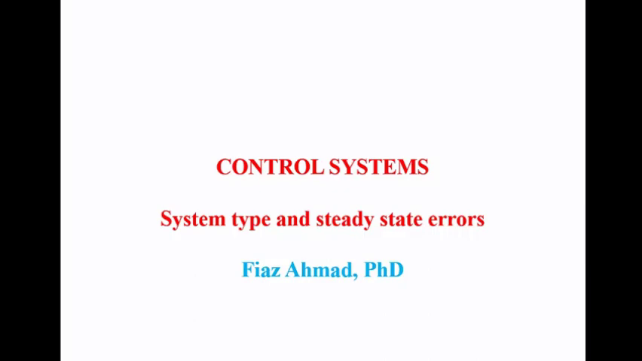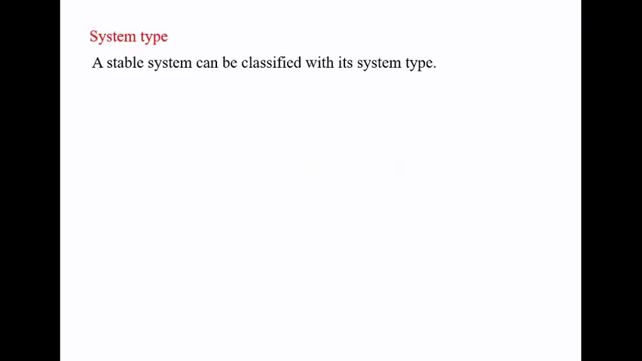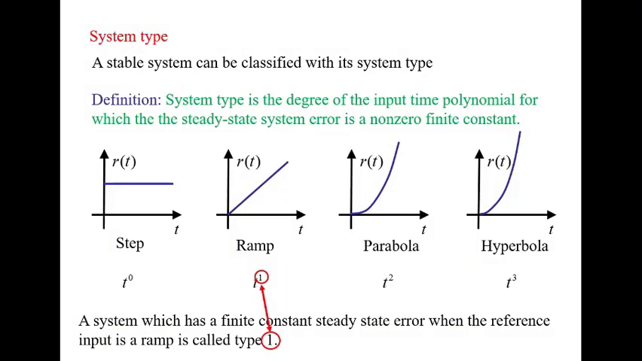Hi guys, in this lecture we will talk about system type and steady state errors. A stable system can be classified with its system type. Now, if a system has a finite constant steady state error for a certain reference input of a certain degree, the order of that system will be equal to the order of that input.